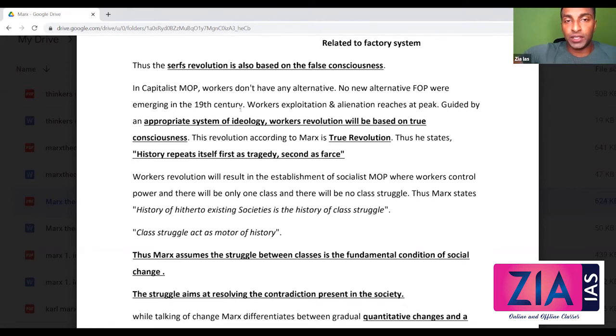In capitalist mode of production, workers do not have any alternative. No new alternative forces of production were emerging in the 19th century. Workers' exploitation and alienation reach their peak. Guided by an appropriate system of ideology, workers' revolution will be based on true consciousness, and this, according to Marx, is true revolution. Thus, he states, history repeats itself, first as tragedy, second as farce.